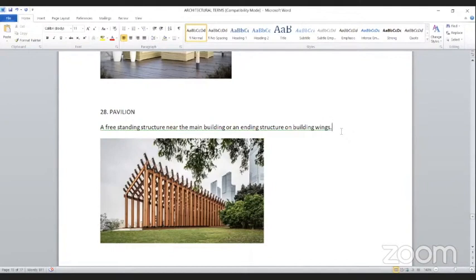Building wings means what? Whenever you know, there are huge castles, building blocks. Whenever there are huge castles and all, there are always left wing, right wing, north wing, east wing, those all kinds of wings are there. Meaning it's a specific part of the building. So if you have many of those wings, pavilion can be a freestanding structure near the end of those.